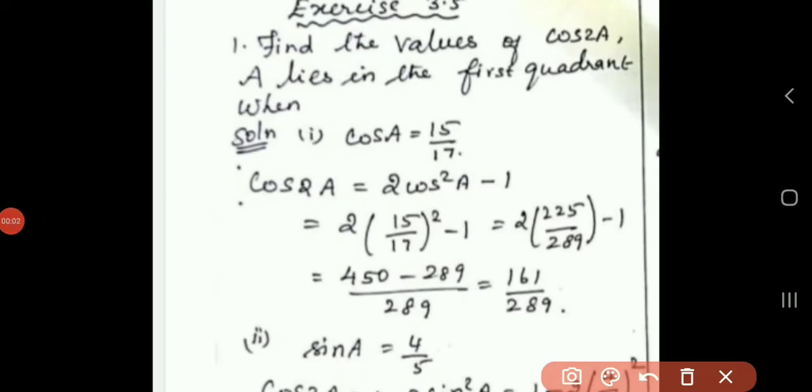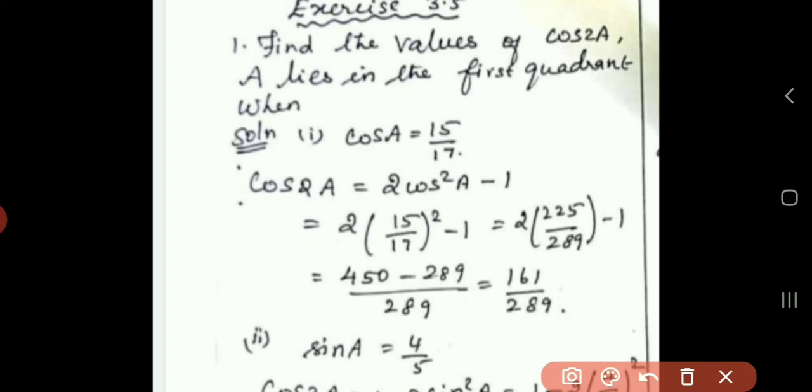Exercise 3.5. Find the value of cos 2a. A lies in the first quadrant when cos a equals 15/17. Here the cos a value is given. From this I want to find the value of cos 2a. We have the formula cos 2a equals 2 cos square a minus 1.